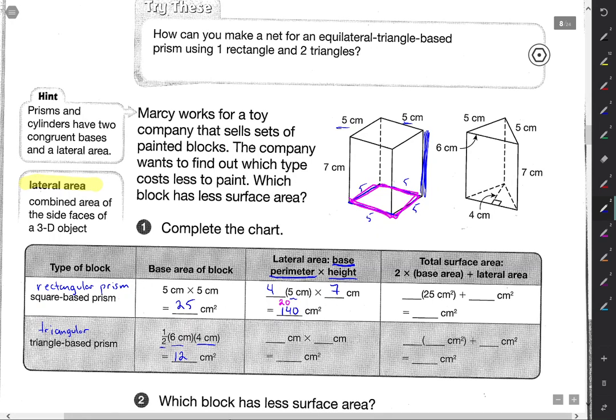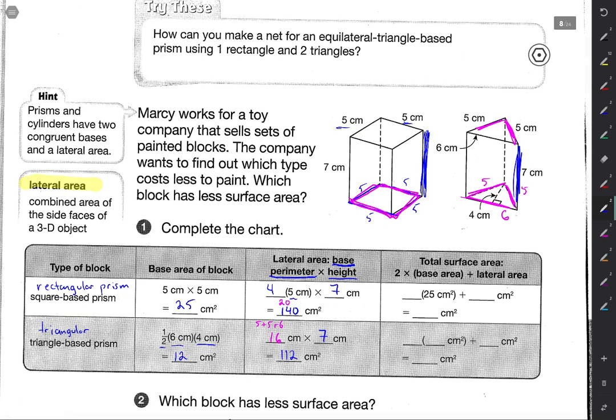So let's do the exact same thing for the triangular prism. The perimeter of the triangular prism base is going to be, well, this side is 5. This side is also 5, as you can see on the top here, 5 and 5. And this side over here is 6. So 5 plus 5 plus 6 is equal to 16. So we're going to have 16 centimeters, and we're going to times that by the height of the entire thing, which again is 7. So 16 times 7 is equal to 112.